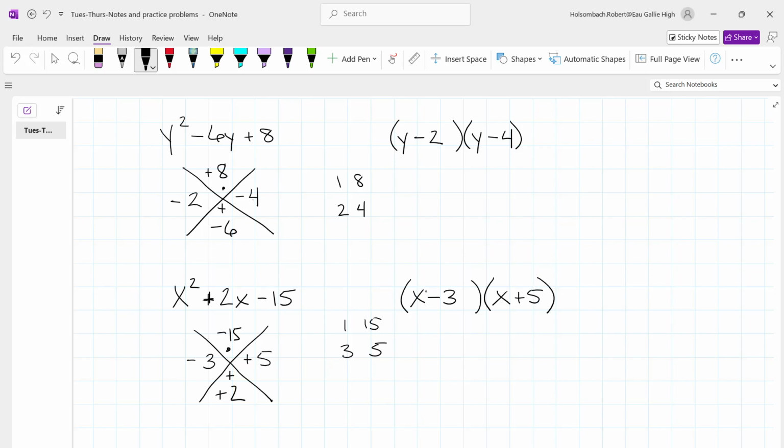And again, if you need to double check your answer, just do the distributive property twice. Combine your like terms in the middle, and the product you end up with should match the trinomial that you started to factor.